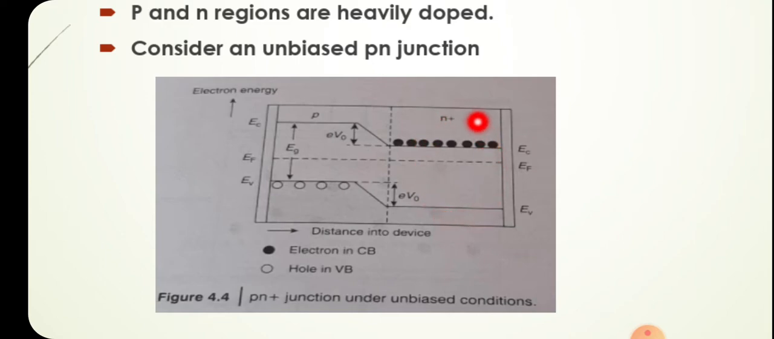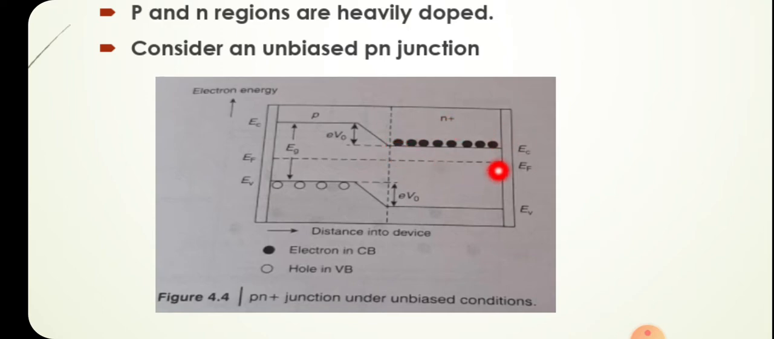You know that the different bands in the N region are the valence band and the conduction band, and in the P region also there is a valence band and a conduction band. The conducting electrons will stay in the conduction band, and in the valence band there will be electron and hole pairs. There will be holes in the case of the P region. We know that in N-type material, we dope with a pentavalent impurity like phosphorus.